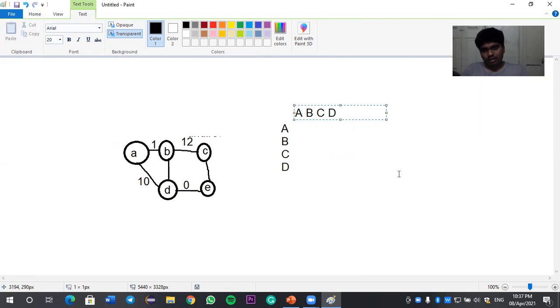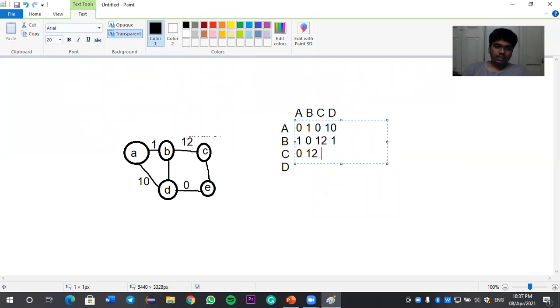And then A, B, C, D. So A to A it is 0, A to B it is 1, A to C it is 0, and A to D it is 10, and B to A it is 1, B to B it is 0, B to C it is 12, and B to D is nothing, so 1, as it has that chance to travel, we need to place it as a 1. And then for C, C to A is not possible, 0. C to B is 12. C to C is 0. C to D is 0.